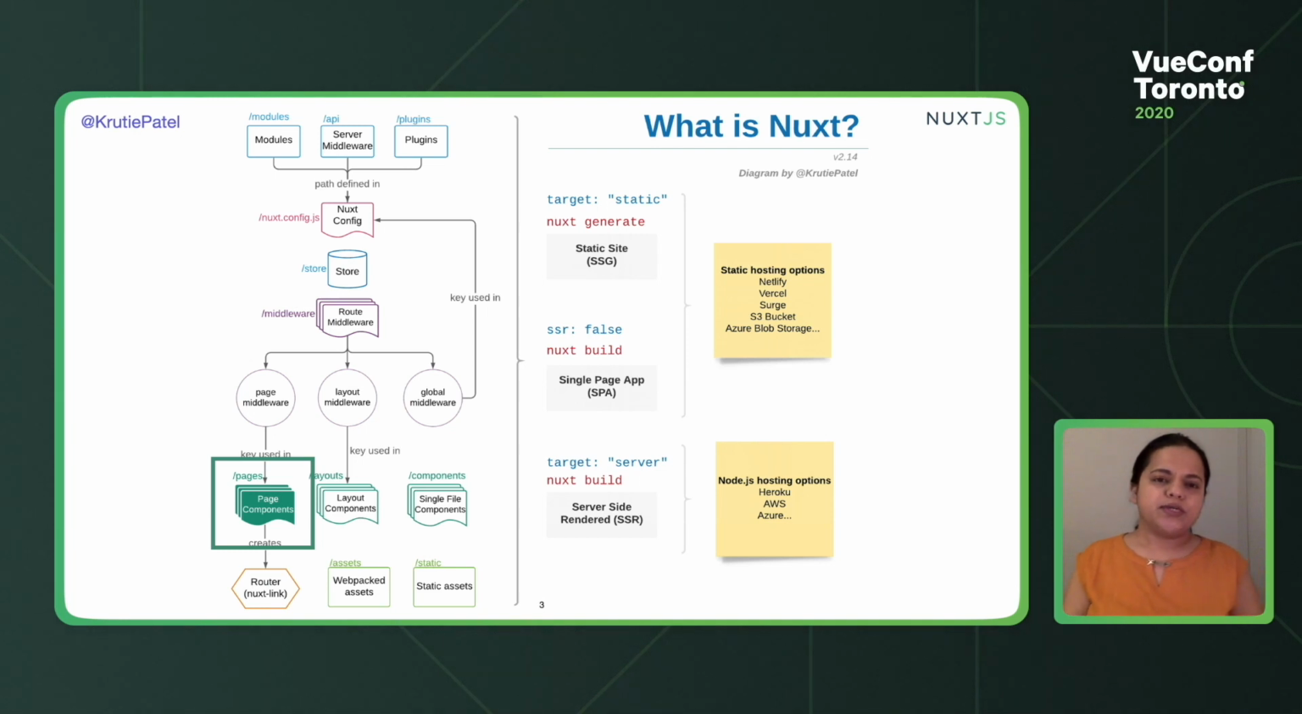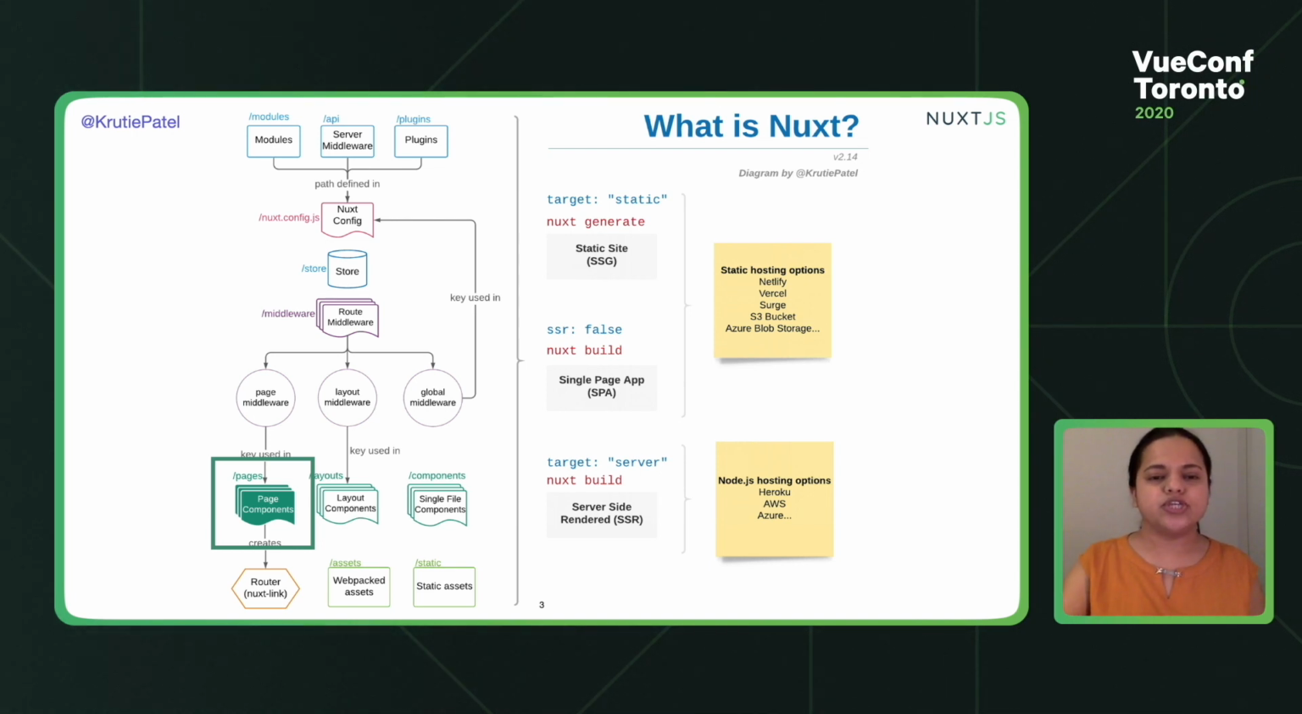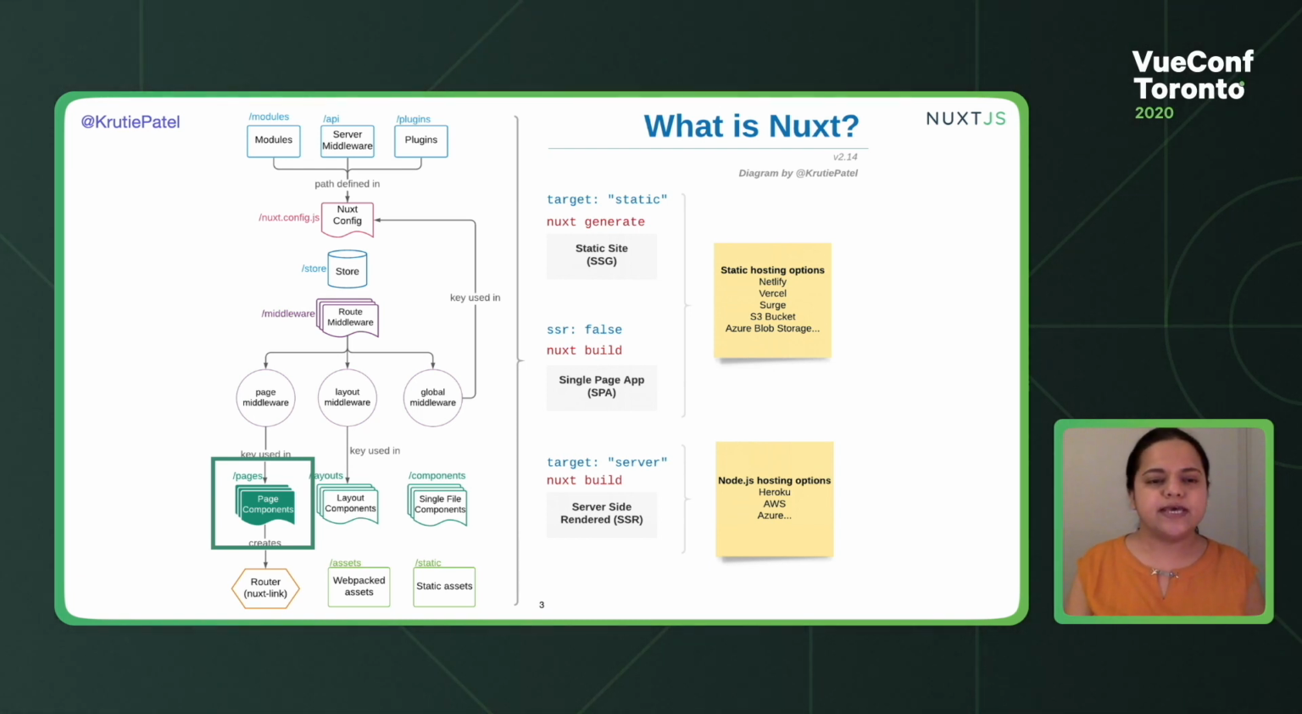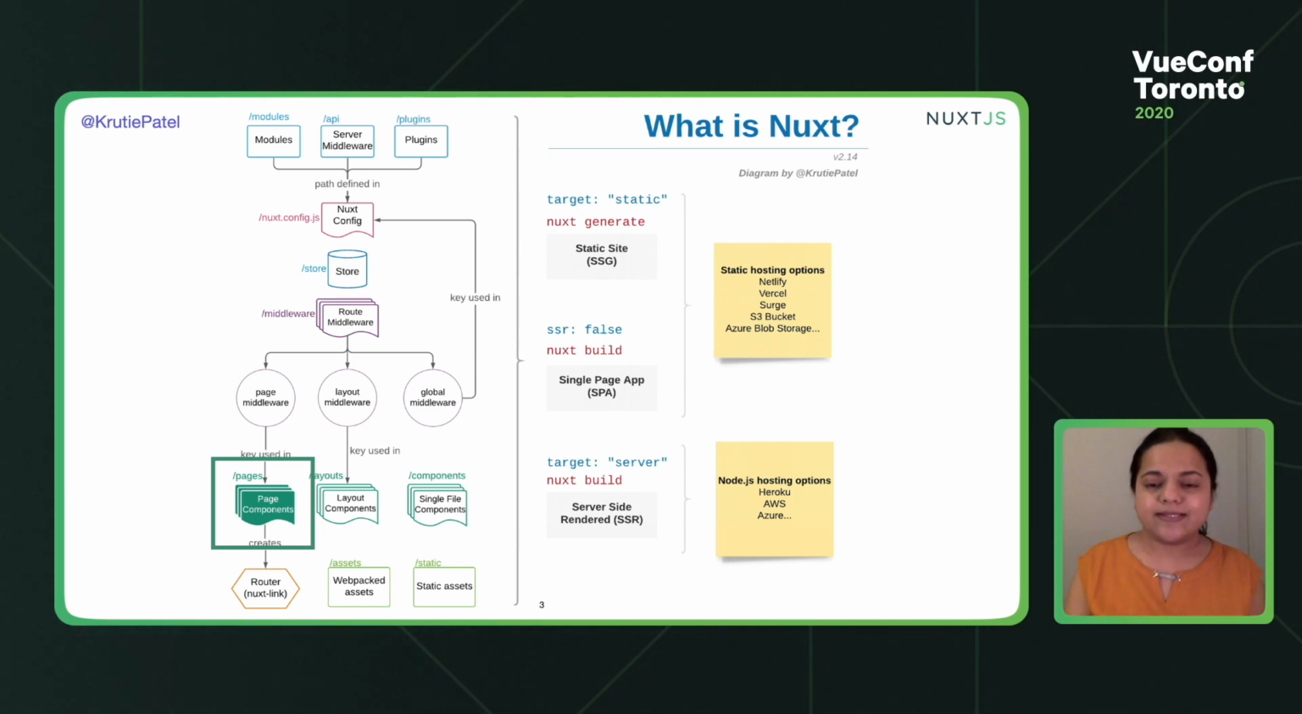Alright, so what is Nuxt? Nuxt is a framework that is built on top of Vue.js, and it follows best practices of Vue.js and Node.js, and that is what makes it more performant and very easy to use. Now with Nuxt, we can use the same code base to build server rendered websites, we can generate static sites, and even build single page apps.